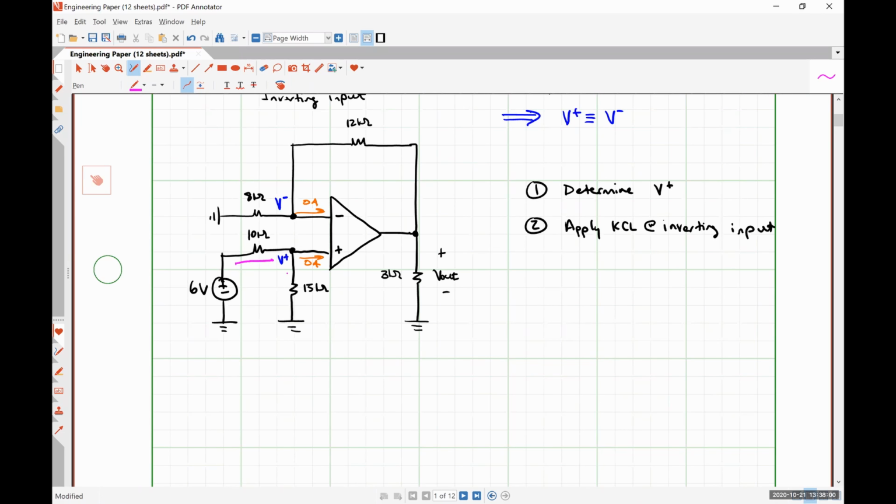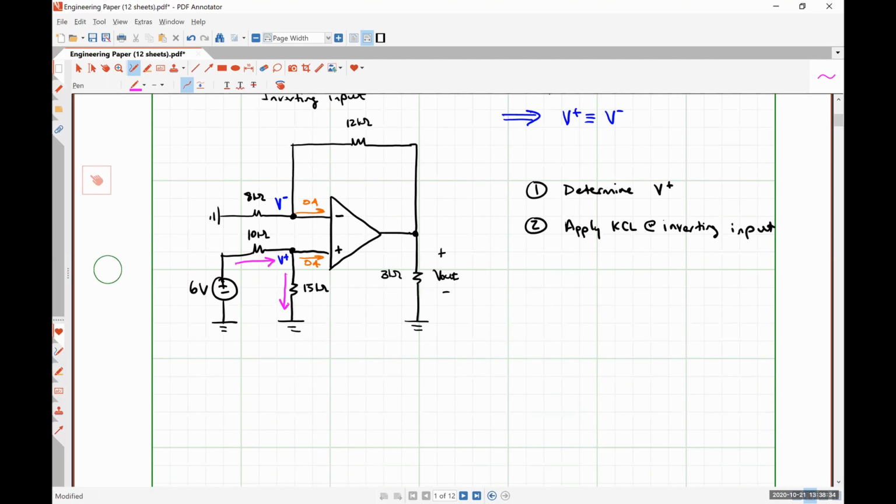There's going to be some current leaving that 6-volt source, right? And all of that current leaving the 6-volt source is then going to flow down through the 15 kilo ohm resistor, because ideal op-amp rule 1 tells us that none of it can branch off and flow into the input terminal. Sure, yeah. So we could find the value of the current that I've set up in pink and then use Ohm's law.